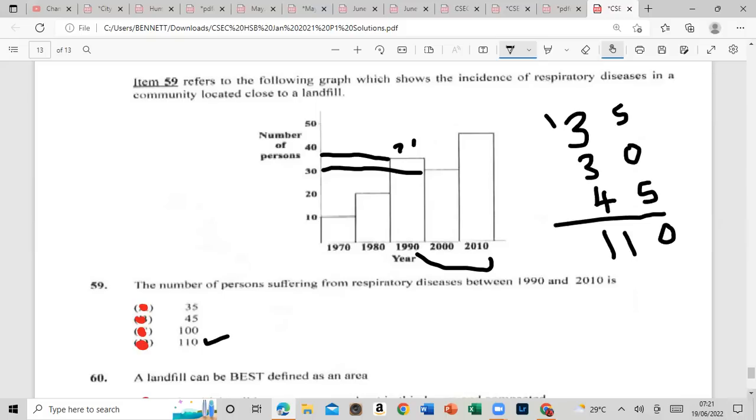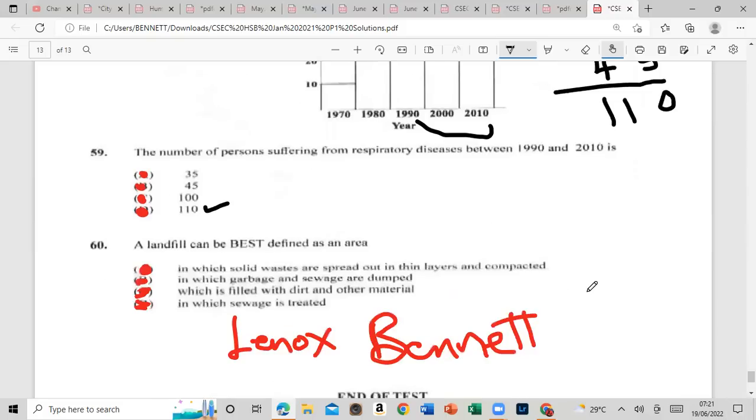A landfill can be best defined as an area A, in which solid waste is spread out in layers and compacted. B, in which garbage and sewage are dumped. C, which is filled with dirt and other materials. Or D, in which sewage is treated. And that is A.